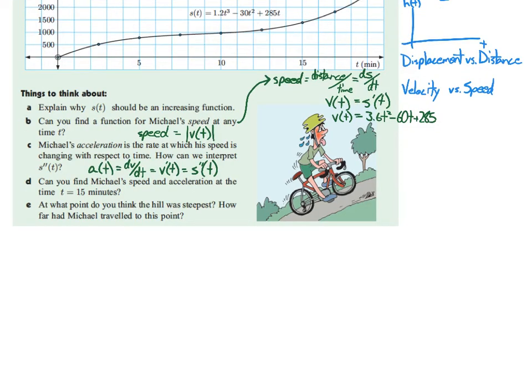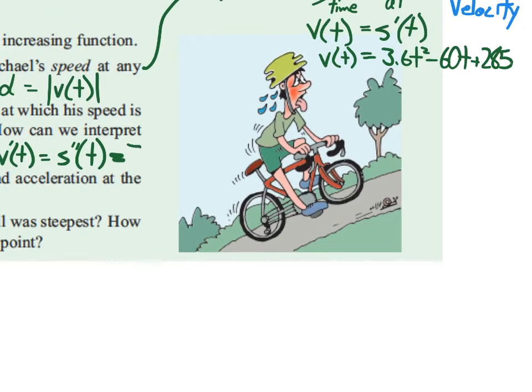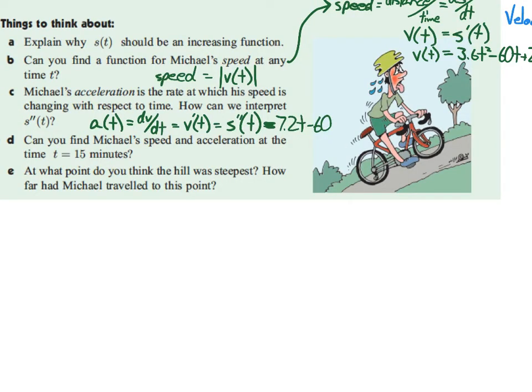Notice this s double prime is a linear function. It's going to be 7.2 t minus 60. We mentioned it was v prime of t, but we didn't actually find it yet. If we first find our displacement at 15 minutes, we find that Michael is actually 1,575 meters away from home.